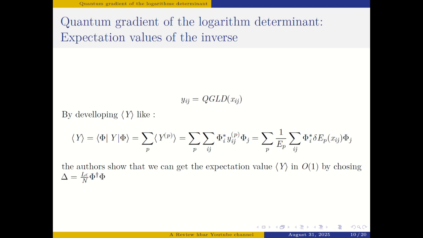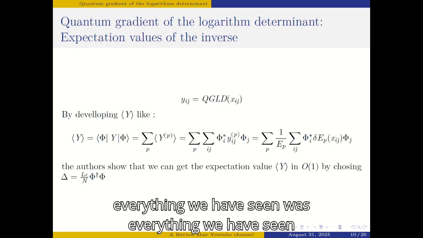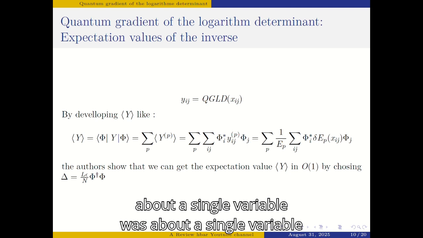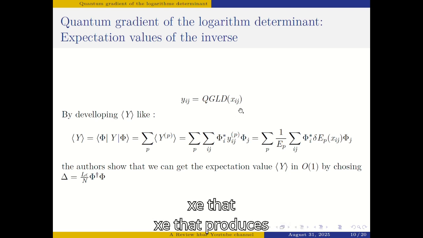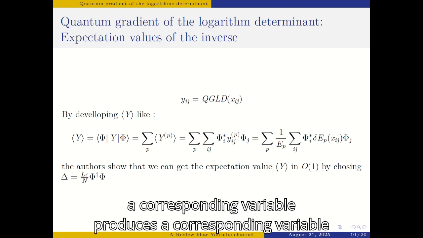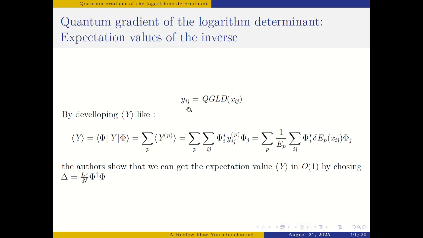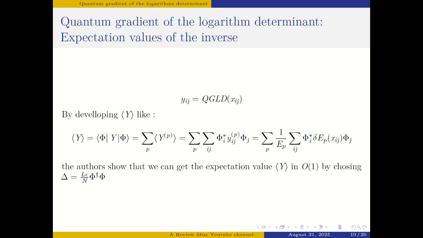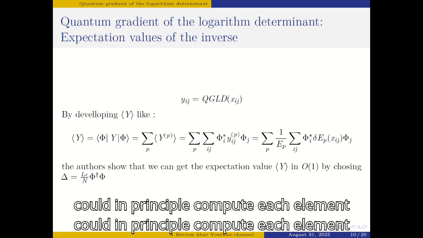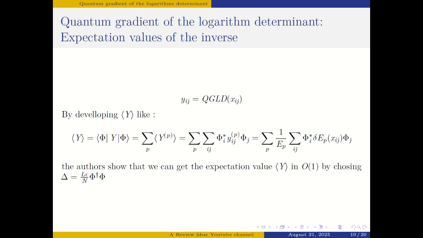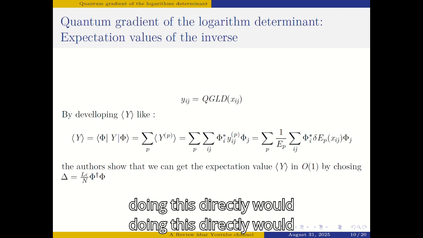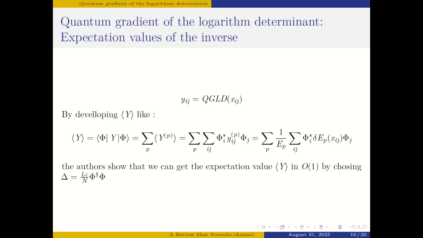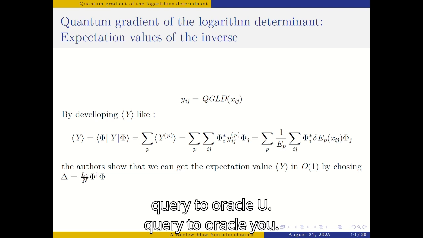So far, everything we have seen was about a single variable x eg that produces a corresponding variable y eg. At this stage, a quantum computer could in principle compute each element of the matrix in Y. However, doing this directly would require at least n square query to Oracle U.